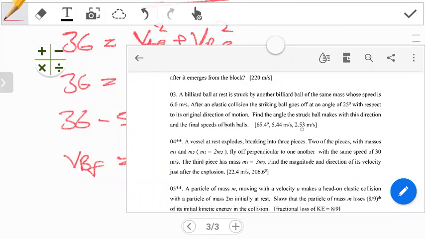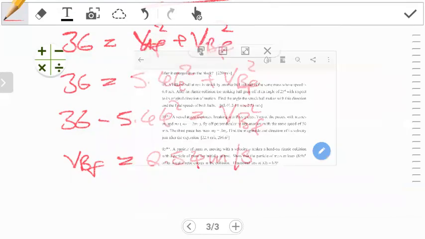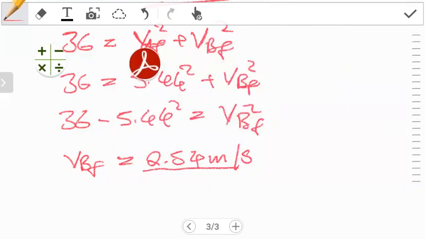Okay, so let's just see where we are. So our answers so far are okay. We have 5.44 and 2.54. All right, so the last step would be to get the angle.